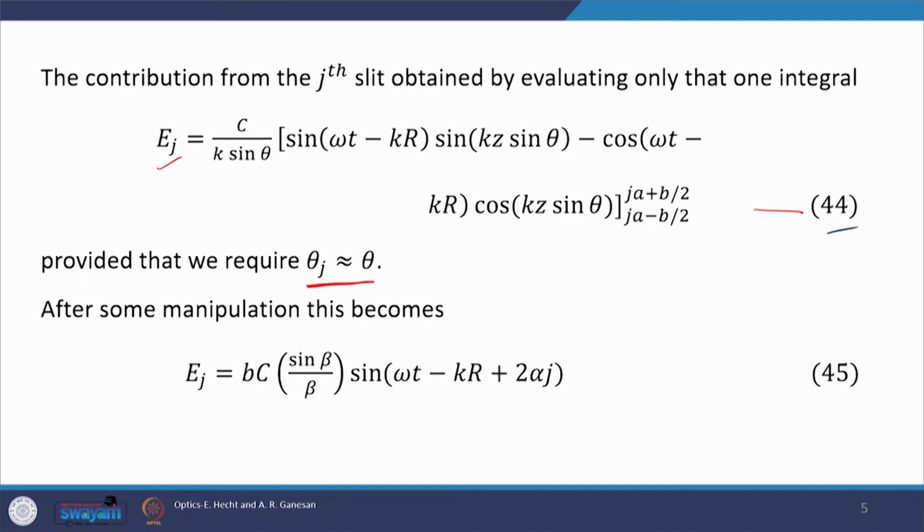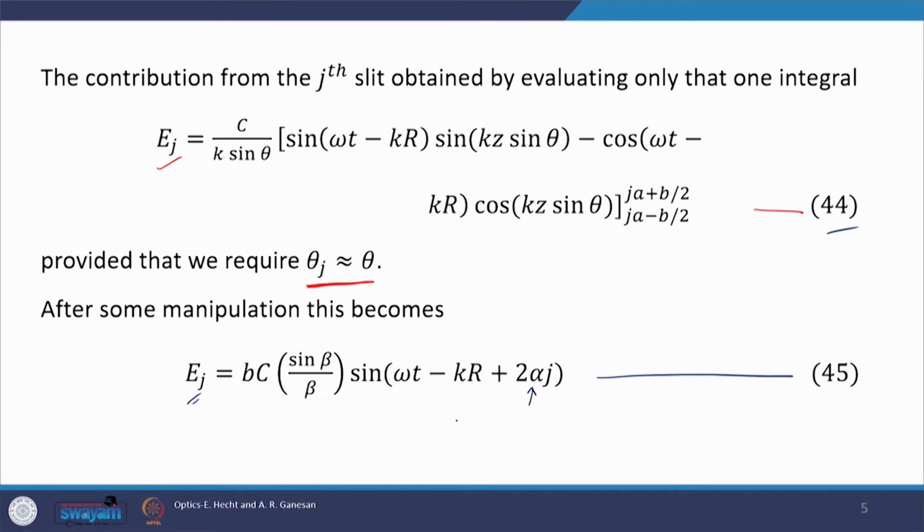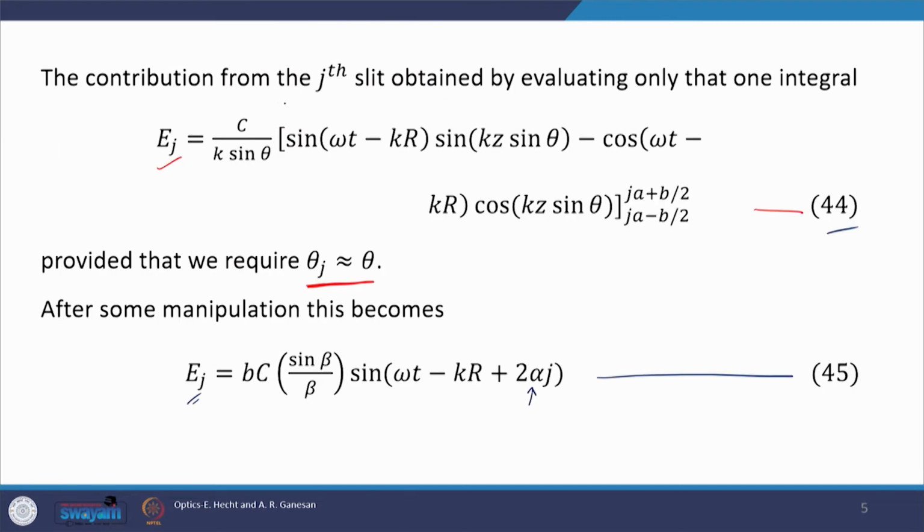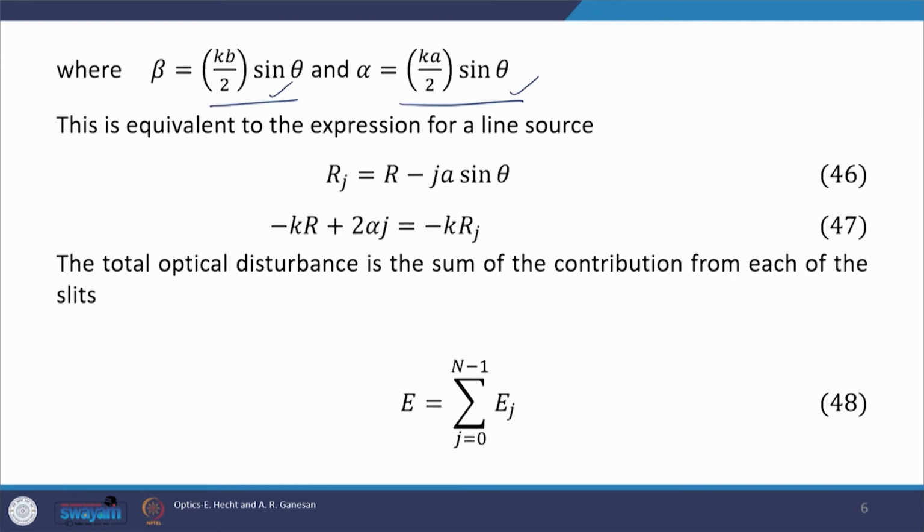With this approximation, we solve this jth integral, and after some manipulation we get equation number 45, which represents the contribution of the electric field, or the disturbance, at the point of observation P due to the jth slit in N number of slits. Now, here you see a new term alpha. Alpha is Ka by 2 sin theta, while beta is Kb by 2 sin theta. Beta is here in this sinc function. This we have already talked about in the double slit experiment.